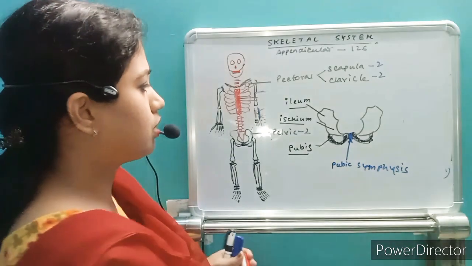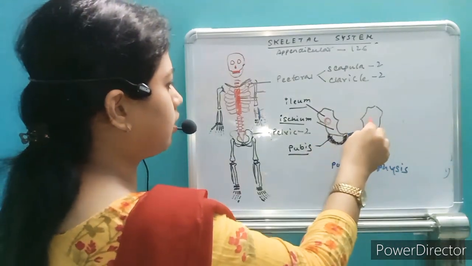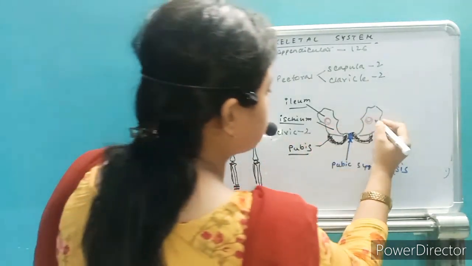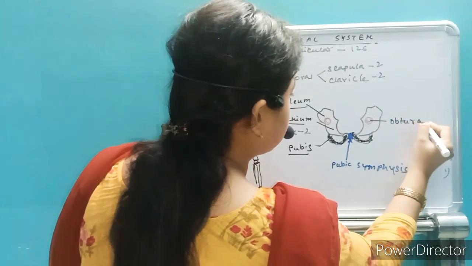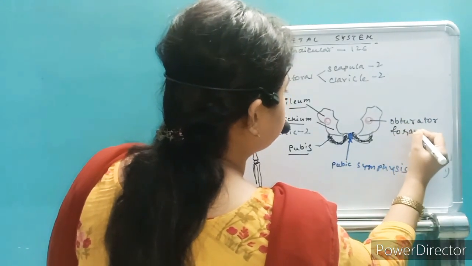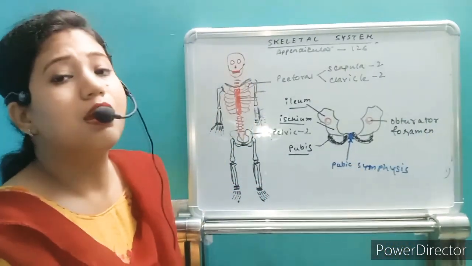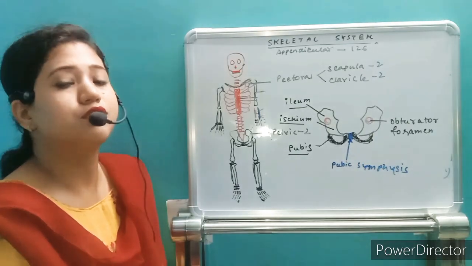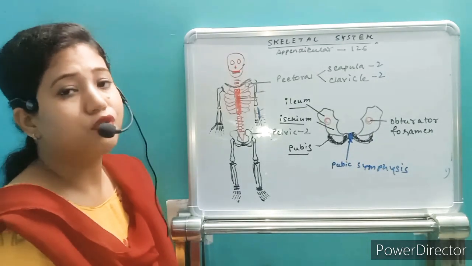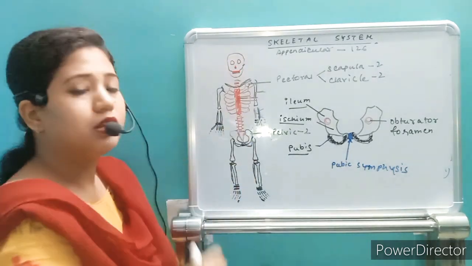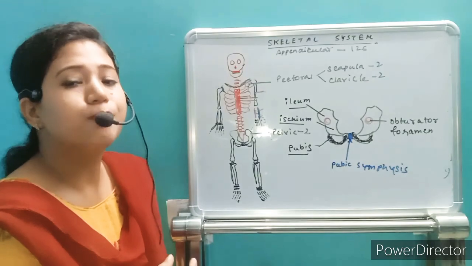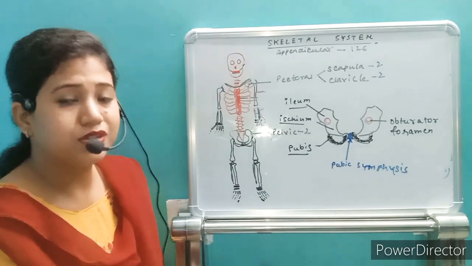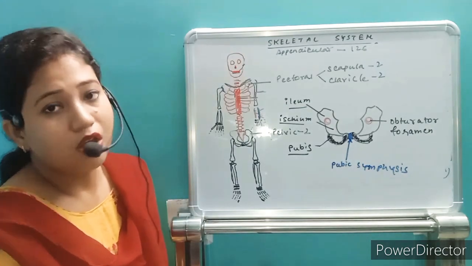Next, here we have one hole. Here and here we have a hole that is called the obturator foramen. This obturator foramen is present as a hole in the pelvic girdle. In each coxal bone, the obturator foramen is present so that the muscles from the abdomen can run to the limbs. This is the site for the passage of blood vessels, lymphatic vessels, and nerves; all of them pass through the obturator foramen.